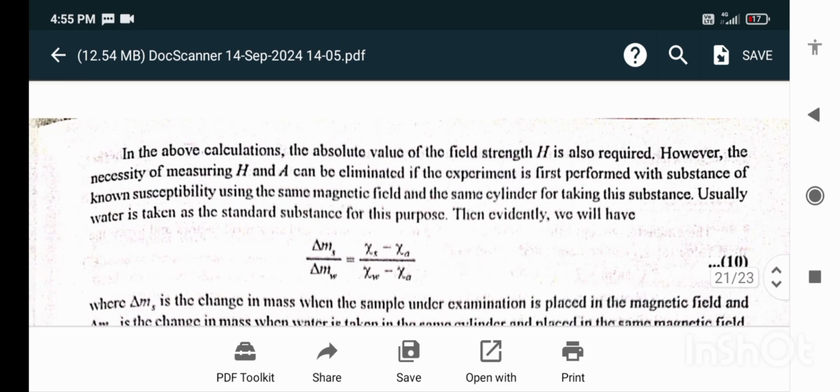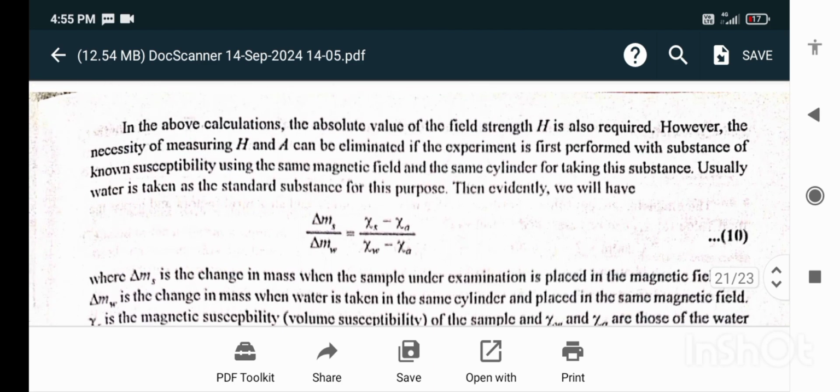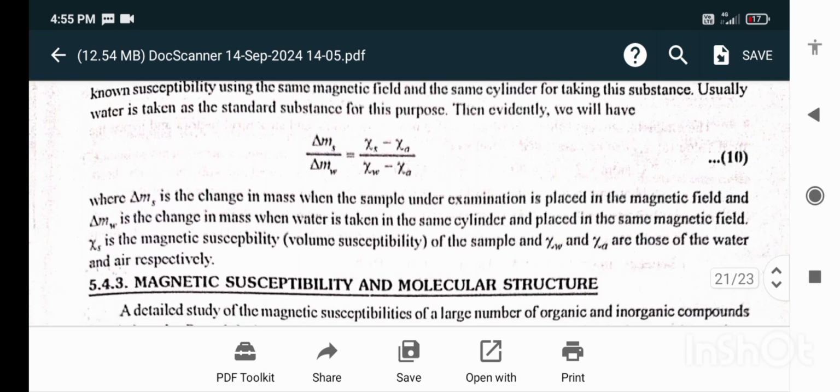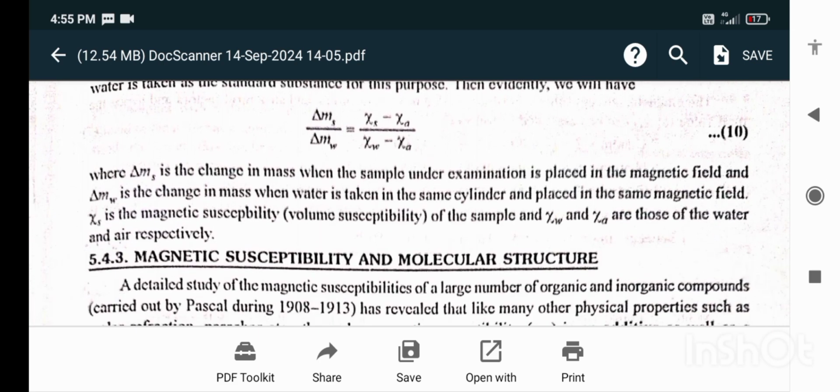In the above calculations, the absolute value of the field strength H is also required. However, the necessity of measuring H and A can be eliminated if the experiment is first performed with a substance of known susceptibility using the same magnetic field and the same cylinder as taken for the substance. Usually, water is taken as the standard substance for this purpose. Thus, evidently, where delta ms is the change in the mass when the sample under examination is placed in the magnetic field, and delta mw is the change in the mass when water is taken in the same cylinder and placed in the same magnetic field.